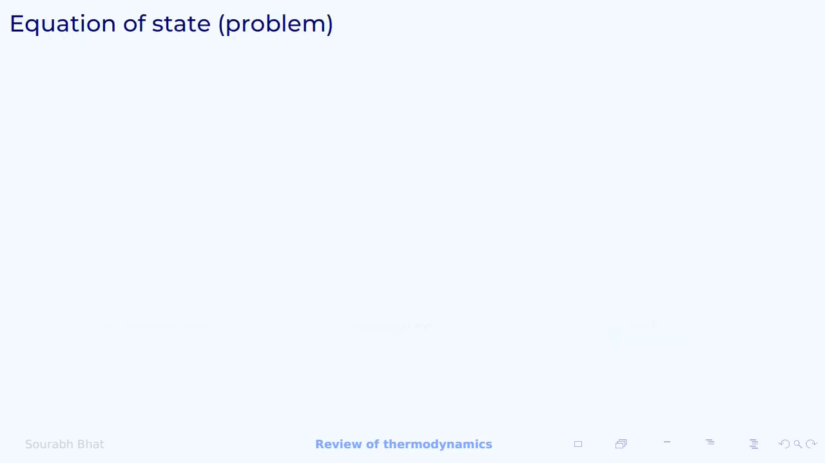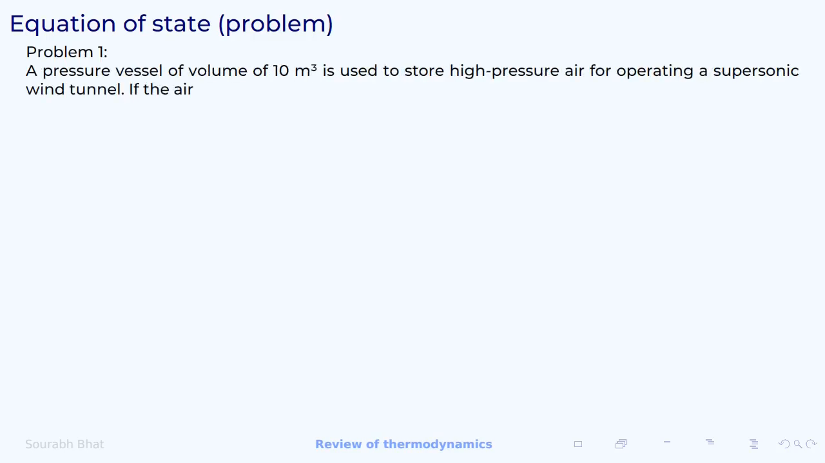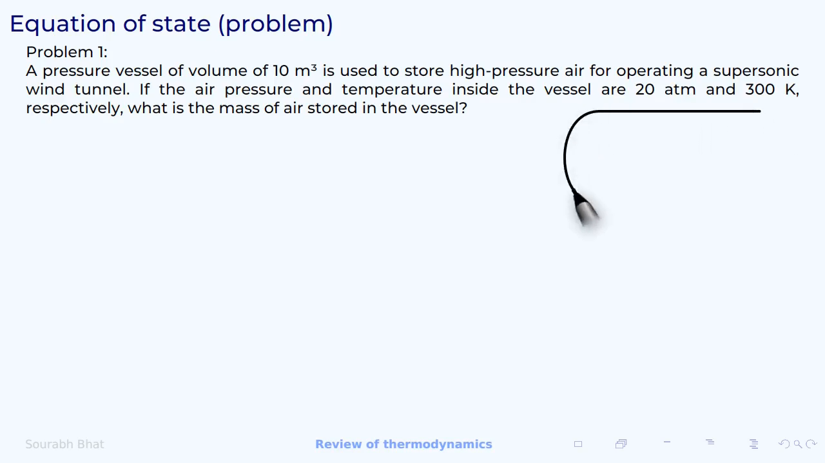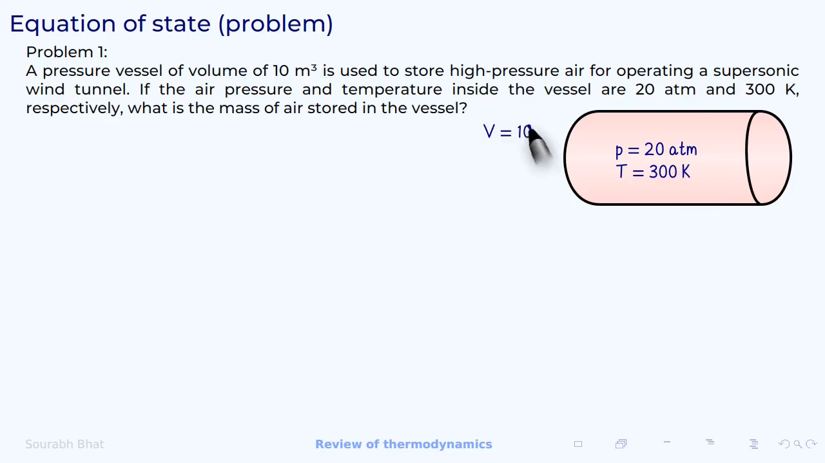Let's solve a simple example problem using the equation of state. A pressure vessel of volume 10 meters cube is used to store high pressure air for operating a supersonic wind tunnel. If the air pressure and temperature inside the vessel are 20 atmospheres and 300 Kelvin respectively, what is the mass of the air stored in the vessel? We are given the pressure to be 20 atmospheres, temperature as 300 Kelvin, volume of the vessel as 10 meters cube, and we need to find the mass of the air.